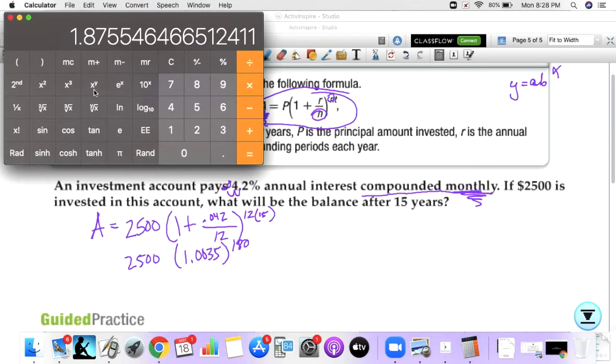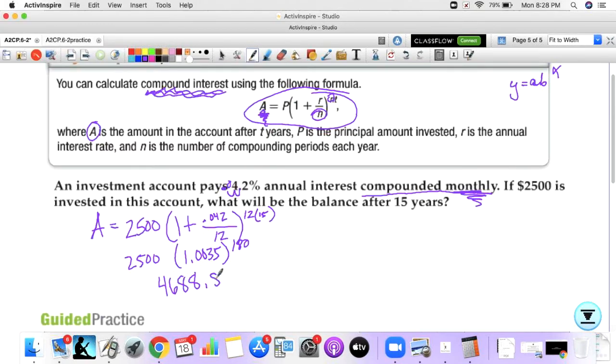And then I'm going to times it by 2,500. And I get 4,688. And then I want to remind you, we're dealing with money, right? So we want to round to the nearest penny. This is going to get rounded up to 0.87. So 4,688 and 87 cents.